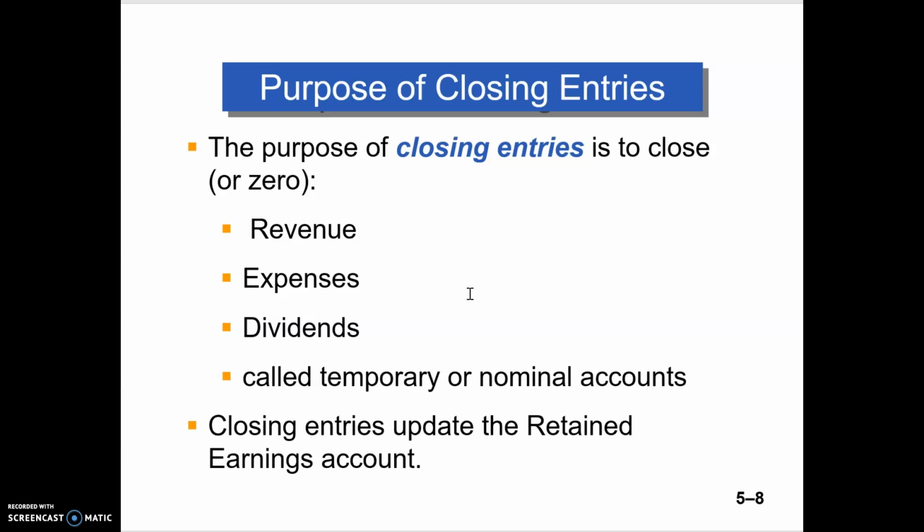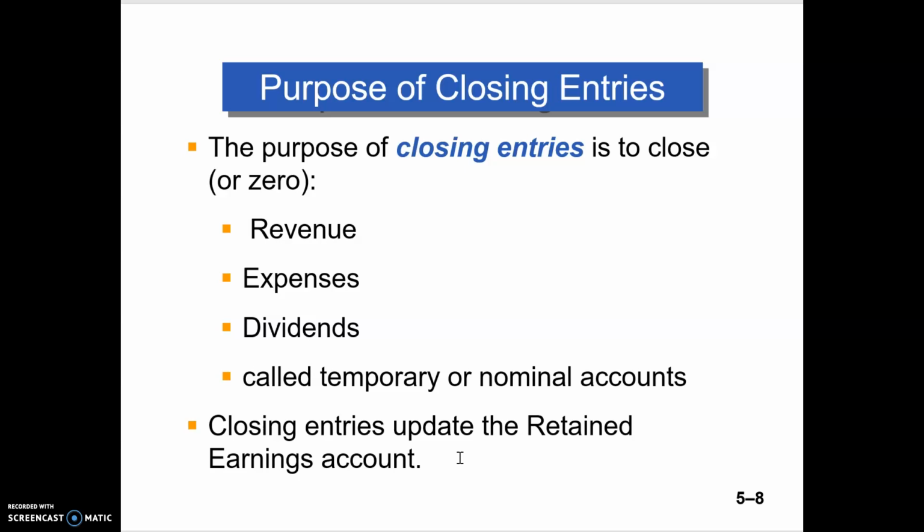Now, if you think back to when we learned the accounting equation, we said there were three things that changed retained earnings: revenue, expenses, and dividends. Now we're going to see how that happens. That happens during the closing entries. These accounts are going to update the retained earnings account. And so we want to close these accounts. We want to set them back to zero. We want to start the new period with zero in revenue, zero in expenses, zero in dividends.